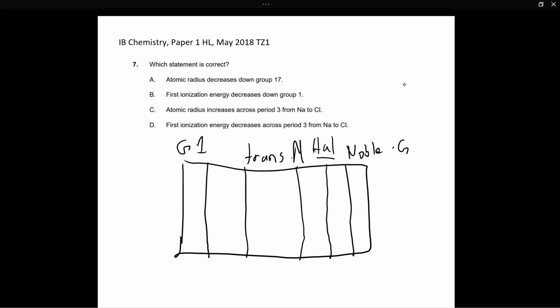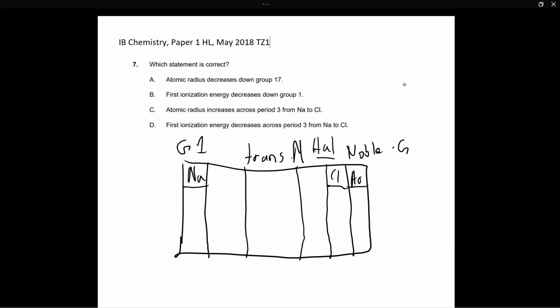Now you get a rough idea of what I'm talking about. So this is the group 1 metals like sodium, and then you have the halogens like chlorine, and then you have the noble gases like argon, for example. So this is basically the trend. Now, obviously, this is just a very rough sketch, probably not correct, but you get an idea of what I'm talking about.